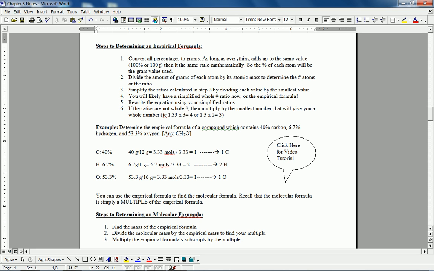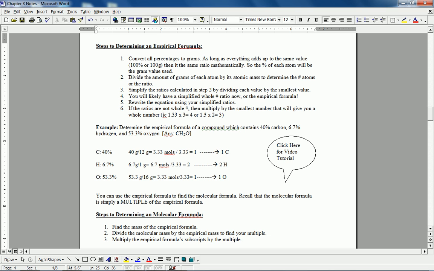The atomic mass of carbon is 12, so 40 divided by 12 gives us 3.33 moles. 6.7 grams of hydrogen divided by 1 gram, the atomic mass of hydrogen on the periodic table, gives us 6.7 moles. Then 53.3 grams divided by 16, the atomic mass of oxygen, gives us 3.33 moles. So we have our ratios of 3.33 to 6.7 to 3.33. That is neither simplified nor whole number, so we have some more work to do before we can count this as an empirical formula.